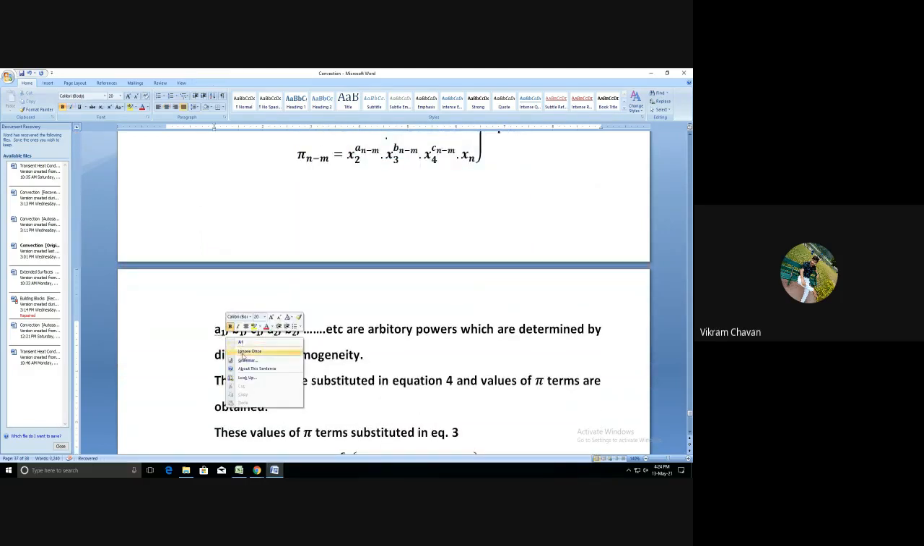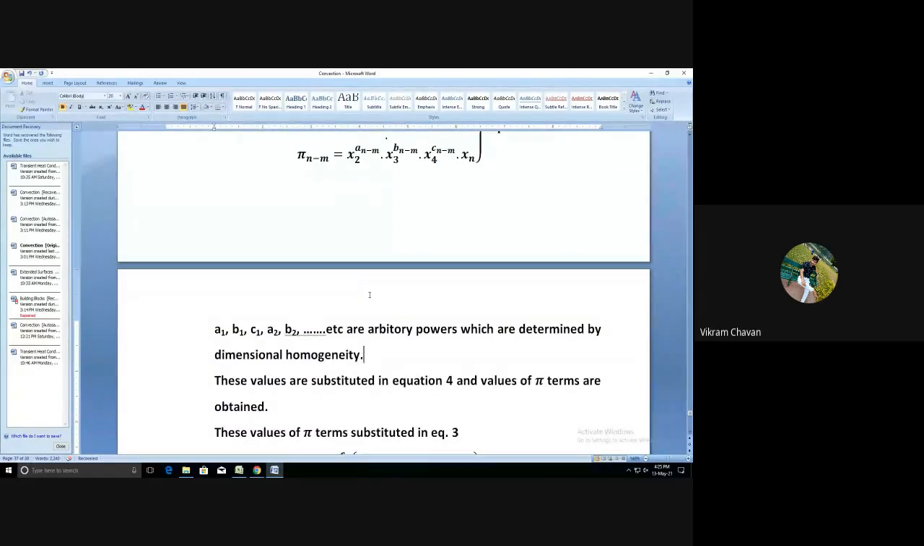where a1, b1, c1, a2, b2, c2, up to a suffix n minus m, b suffix n minus m, c suffix n minus m, all the powers, are arbitrary powers which are determined by dimensional homogeneity.